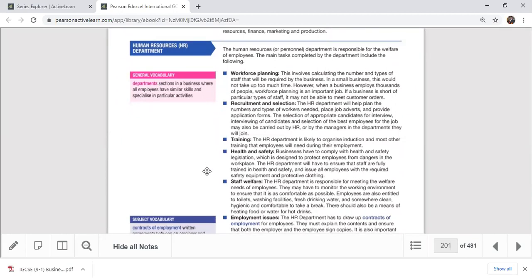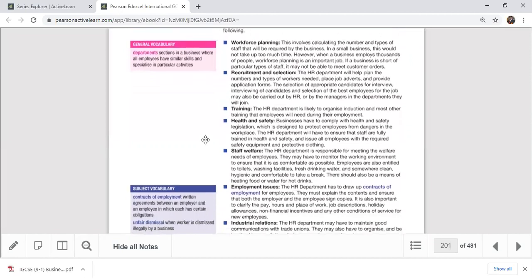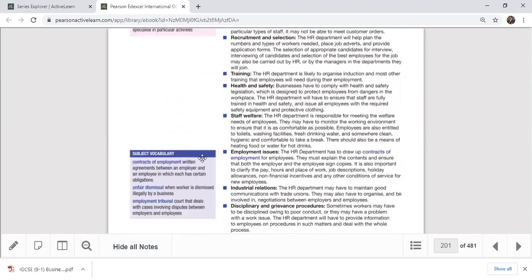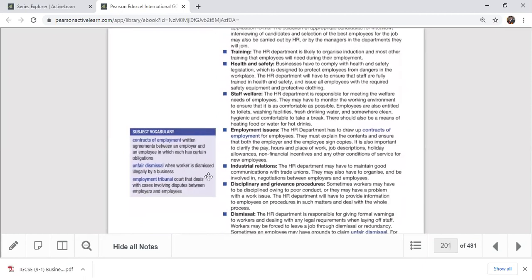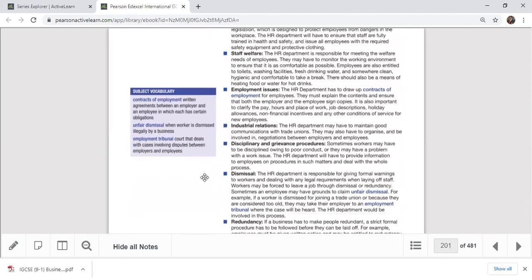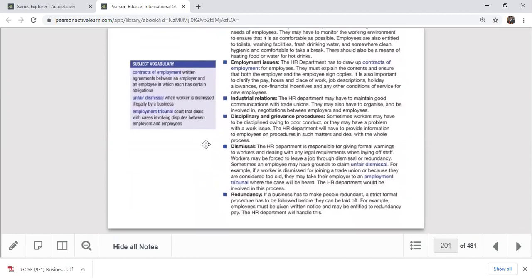recruitment and selection, training, health and safety, staff welfare, employment issues, industrial relations, especially union actions, right? And also disciplinary and grievance procedures, dismissal, sometimes the hiring and firing, everything. Dismissal includes giving formal warnings to workers. They have the power and authority to do that as well. And redundancy.